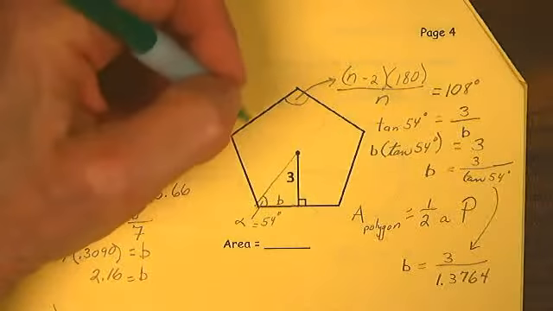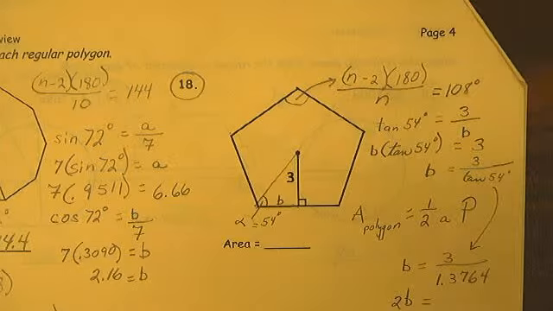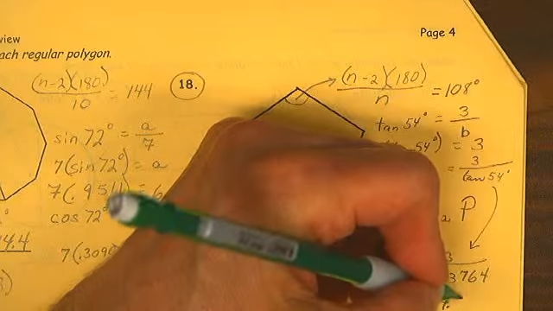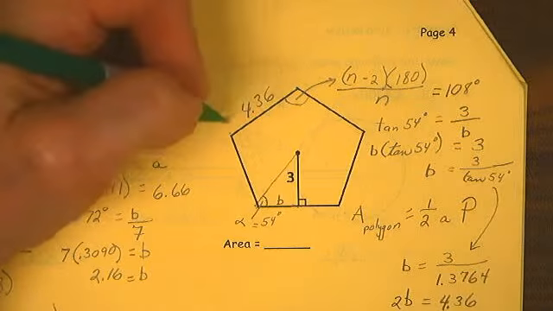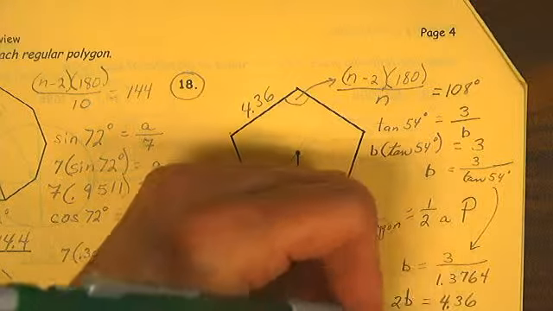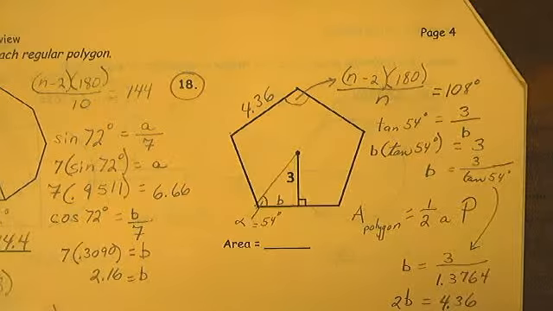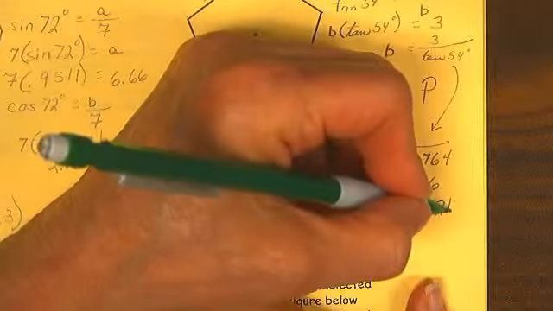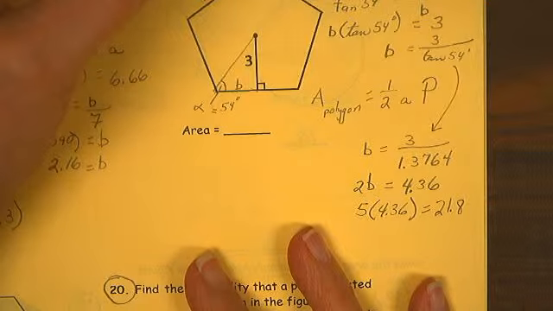B is 2.18. So 2B is 4.36. My side length is 4.36. I have 5 sides. 5 times 4.36 is 21.8. And that is the perimeter.